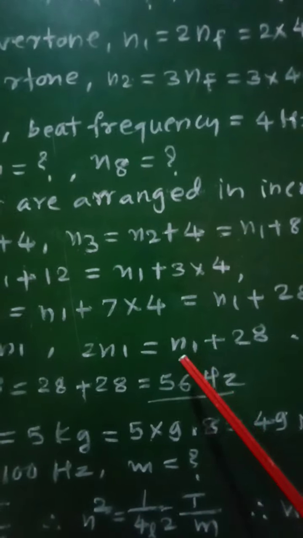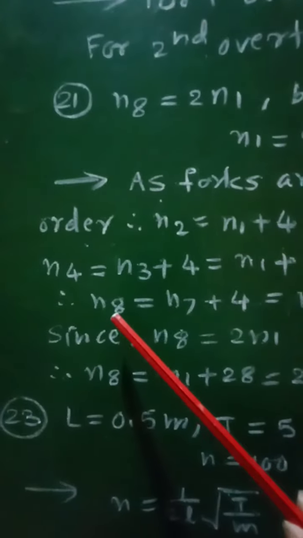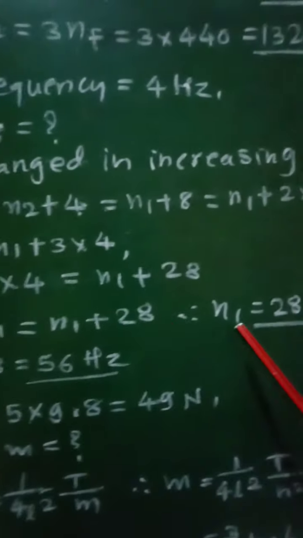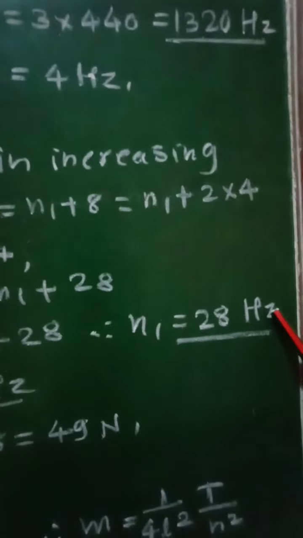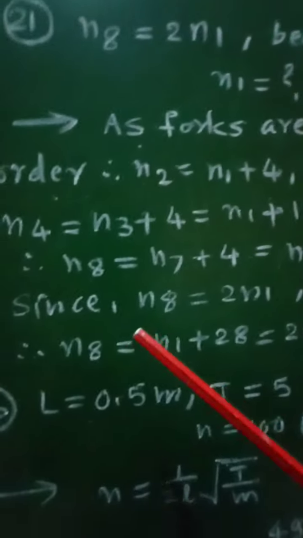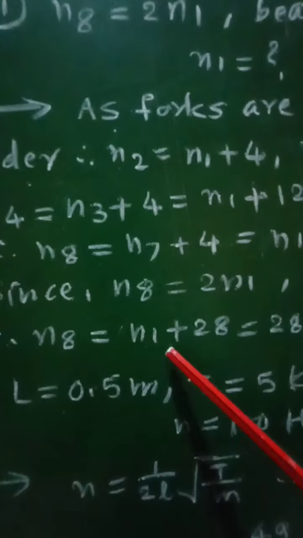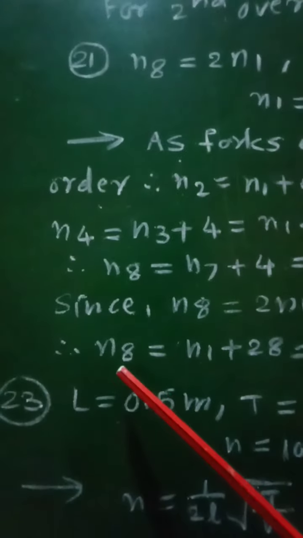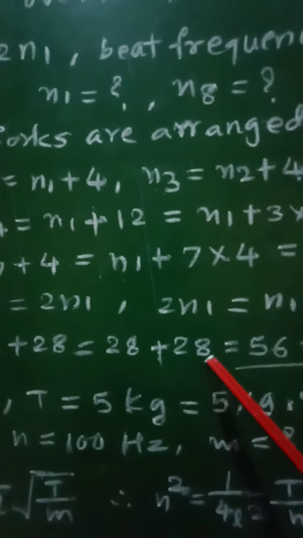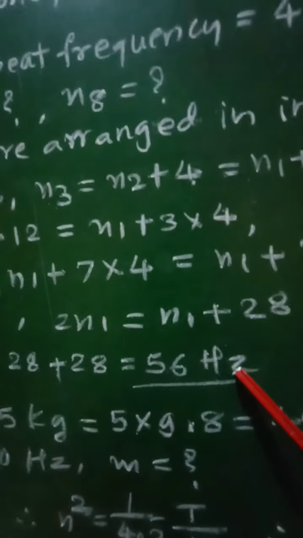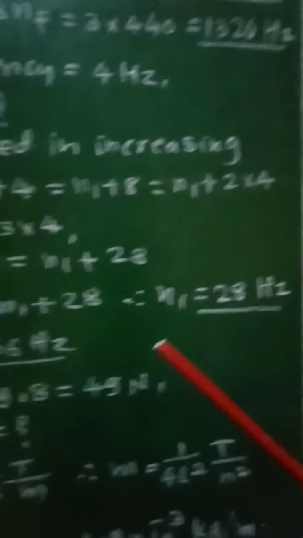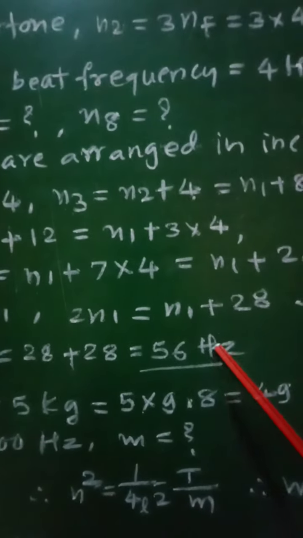Now, since N8 is equal to 2 N1, therefore 2 N1 is equal to N1 plus 28, because N1 plus 28 is the value of N8. Therefore N1 is equal to 28 Hz. And N8 will be equal to N1 plus 28, that is 28 plus 28 is equal to 56 Hz. So the frequency for first tuning fork comes out to be 28 Hz, and for the last is 56 Hz.